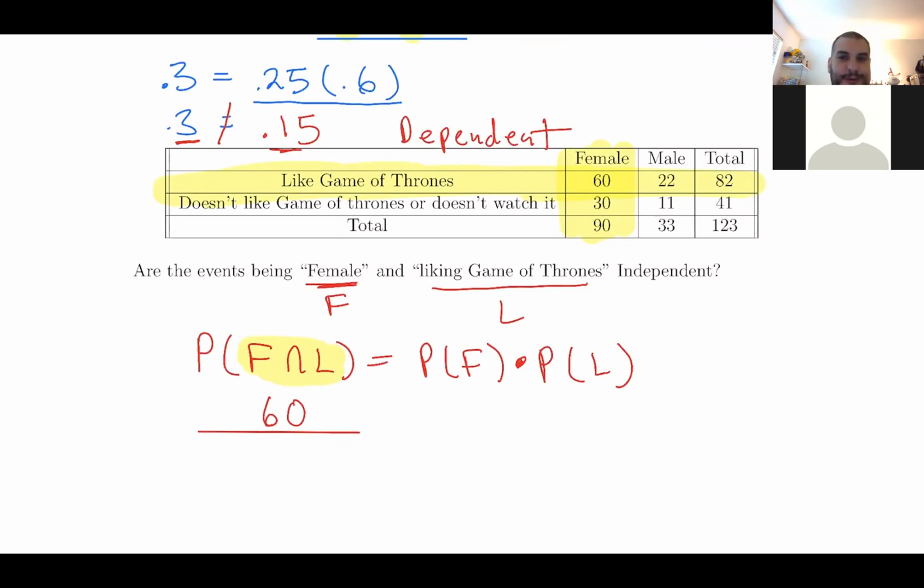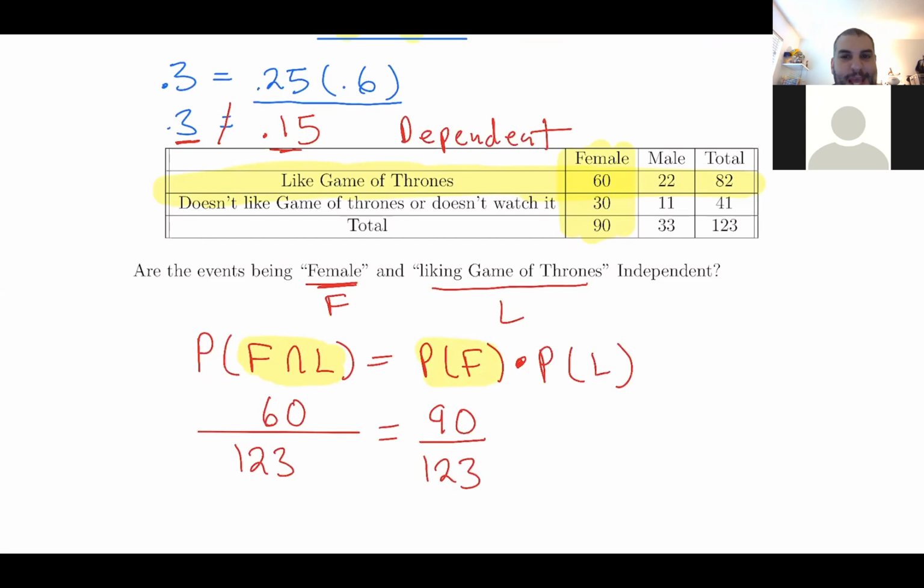So you put 60 over here and divide it by the total. If you look at it, there's a total of 123 people. So that's how you get the left-hand side. Now for the right-hand side, we're going to get the individual probabilities. First, what percentage of people are female? How many total females do we have in this study? Yeah, 90. Good, Valerie. So you have 90, and you divide this by, once again, the total, 123.